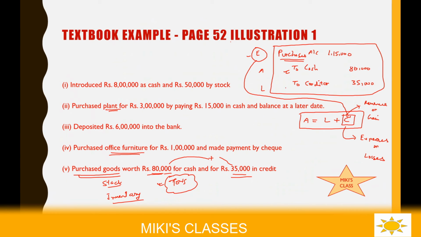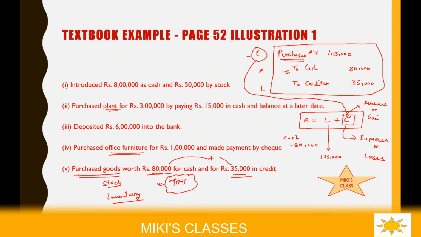Okay. Assets. Cash has gone out because the business has made a payment of 80,000. So cash is minus 80,000. Correct? And this liability, which is on the other side. What has happened here? The payment to be made to the creditor is 35,000. So the liability has gone up, correct? 35,000. Is this balancing? On the left hand side is minus 80,000, right hand side plus 35,000.